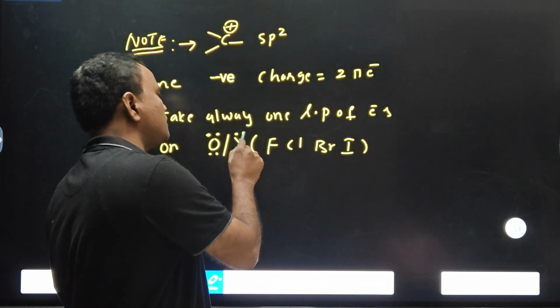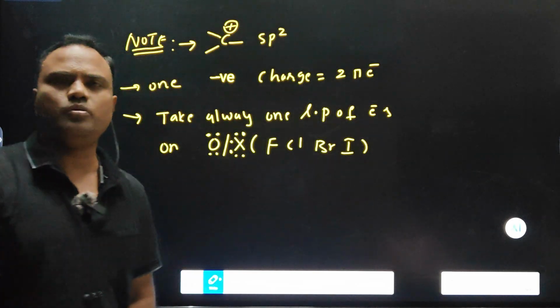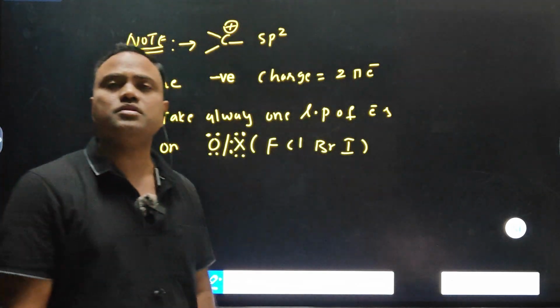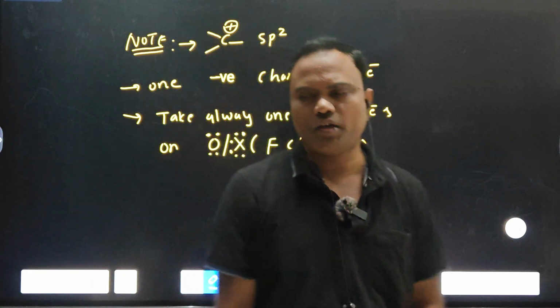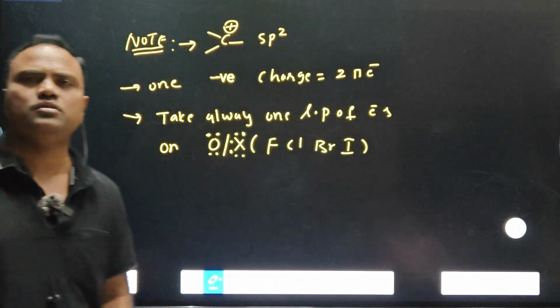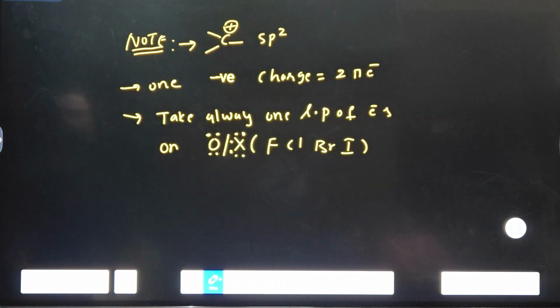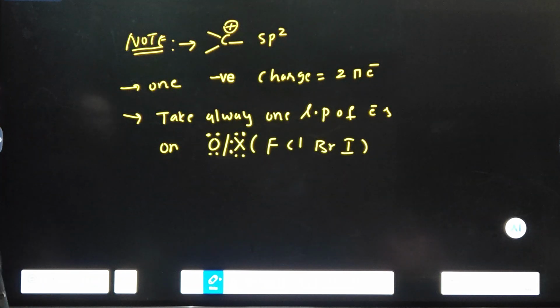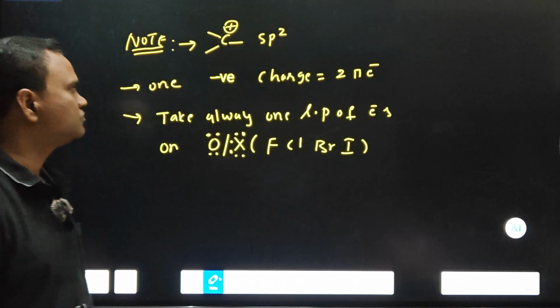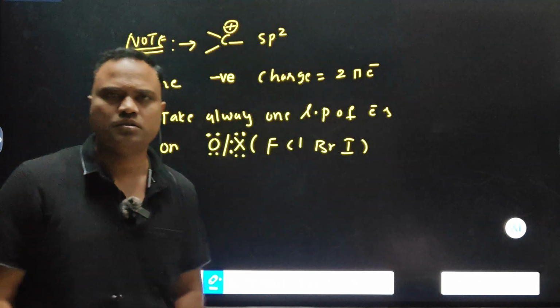Halogen has how many lone pairs? 3. Fluorine has 3 lone pairs of electrons. But while doing questions related to aromatic and anti-aromatic, take only one lone pair of electrons. Remember these points. Okay, let us start.